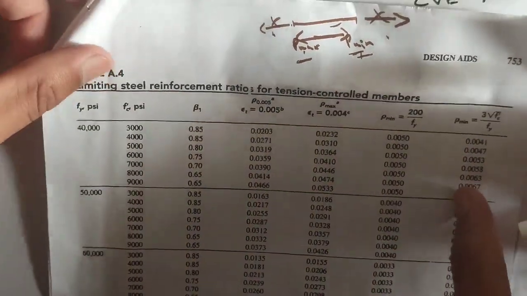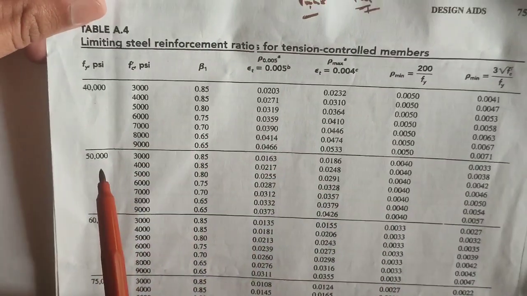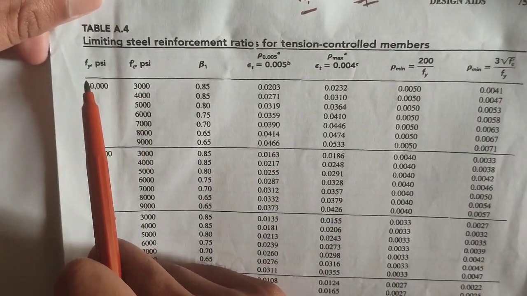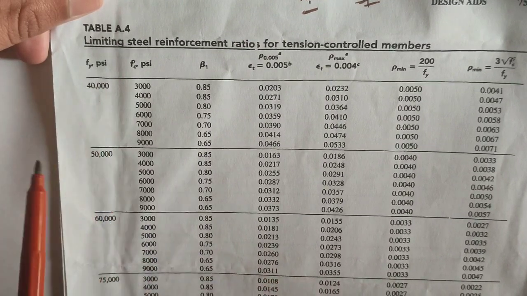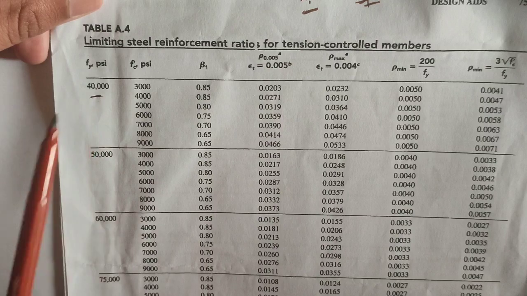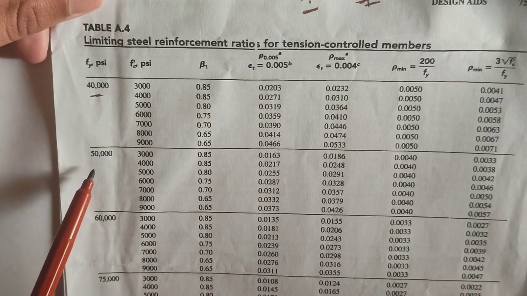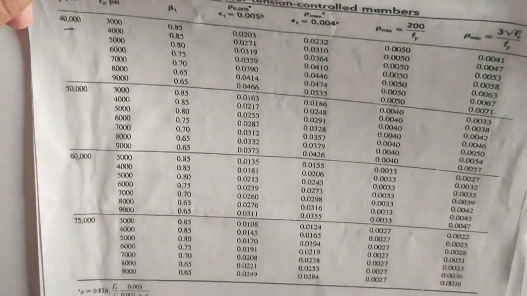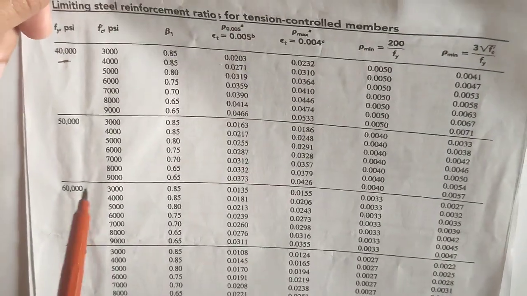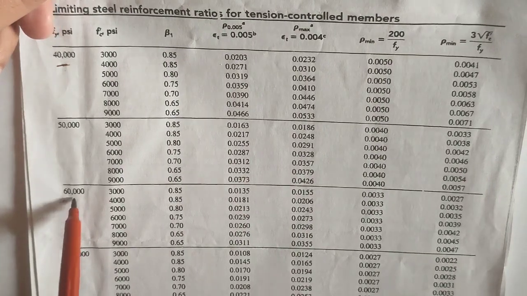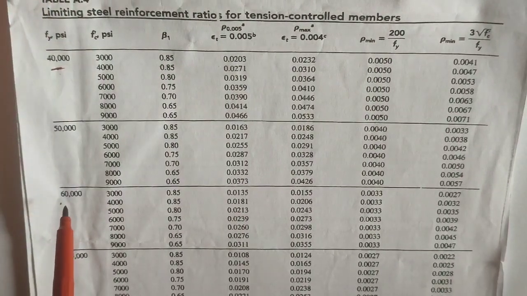So how will you get that? Firstly, you will see there is Fy, meaning the yielding strength of your reinforcement. So if you are using 40 grade, you will use 40,000. If you are using 50 grade, you will use 50,000. And if you are using 60 grade or so on, you will use the remaining. So for example, I'm using 60 grade. My yielding strength for reinforcement will be 60,000.